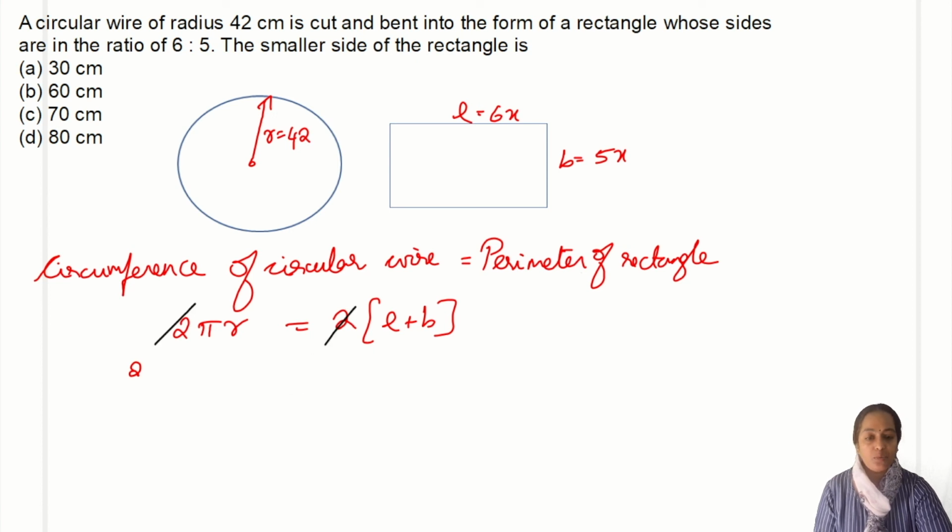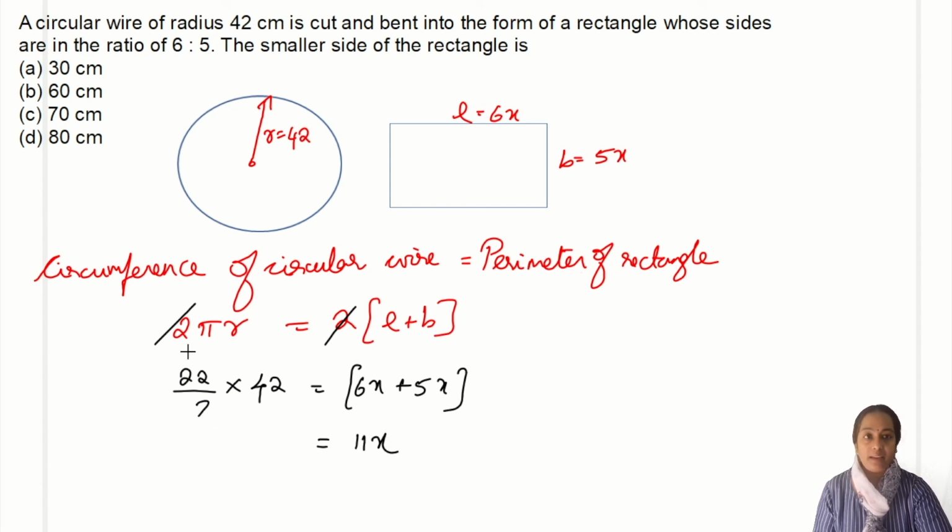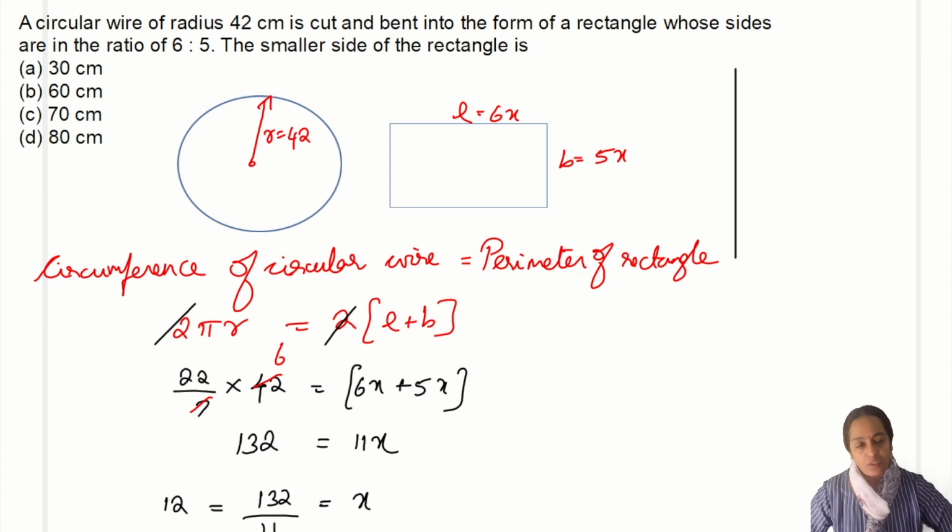So this is 2 multiplied with, what is my r, children? So 2 can get cancelled here. So pi is 22 by 7 multiplied with, what is my r? 42. So this is going to be equal to 6x plus 5x. So 6x plus 5x is 11x there. And here I have 7 and 42 will get cancelled here. So I have here 6 to 12, 132 I have. So what is the value of x? 132 divided by 11, which is going to be 12 here. So my x value is 12.